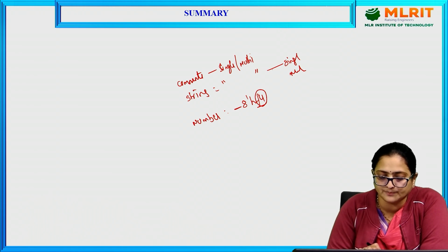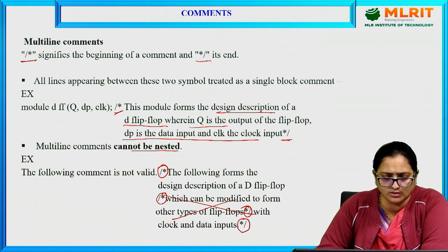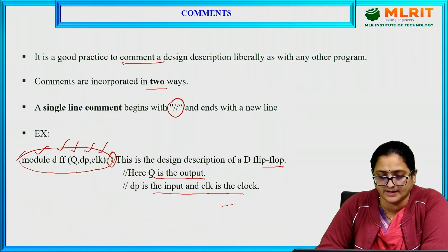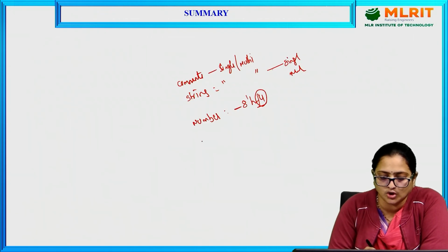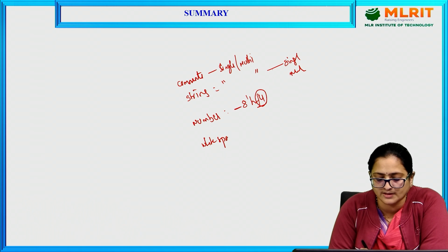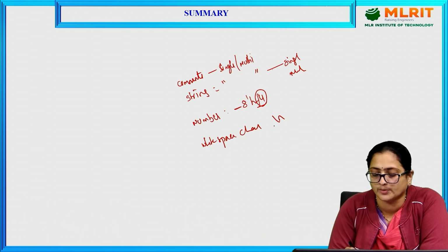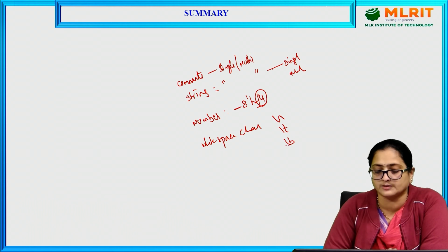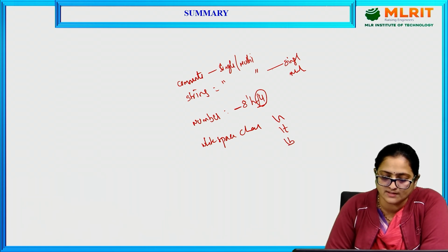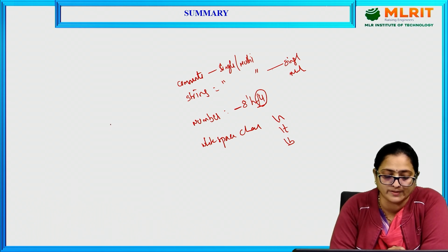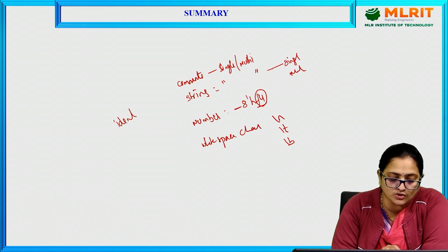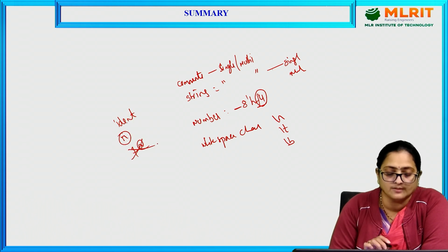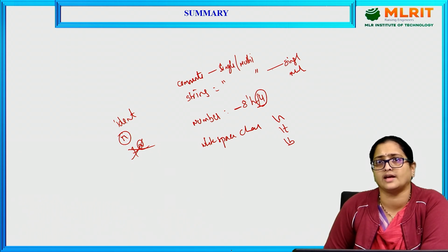And the other topic which I have discussed is white space characters, which you can use to represent a new line, a tab, and a blank space. I also discussed the basic concepts related to Verilog, and how to represent an identifier. It should start with an alphabetical character, not with any other variables or special characters.